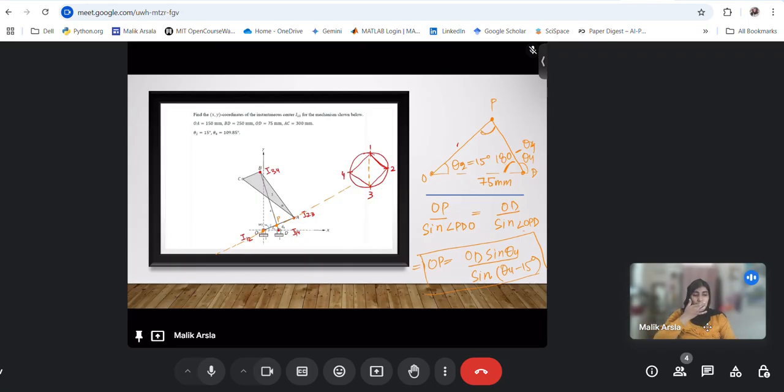Now we have found this length OP, right? Now we simply know OP cos theta will be the x coordinate and OP sin theta will be the y coordinate. So quickly find out and tell me what you're getting. What is OP cos theta and what is OP sin theta?